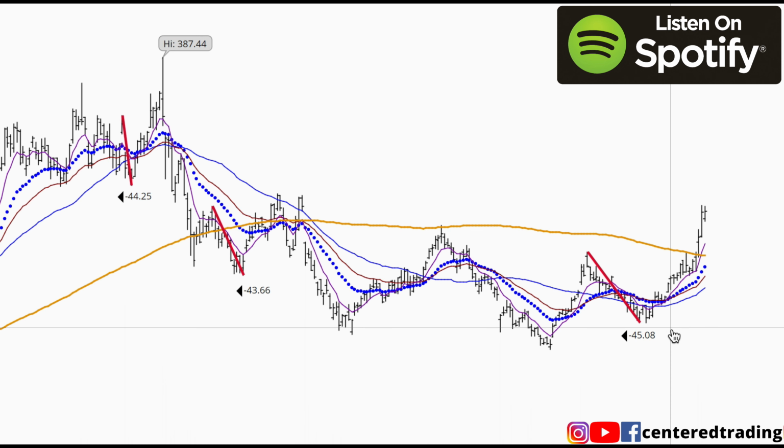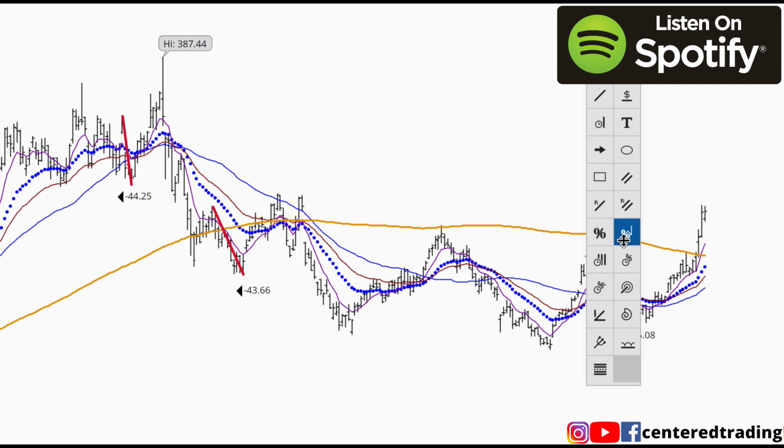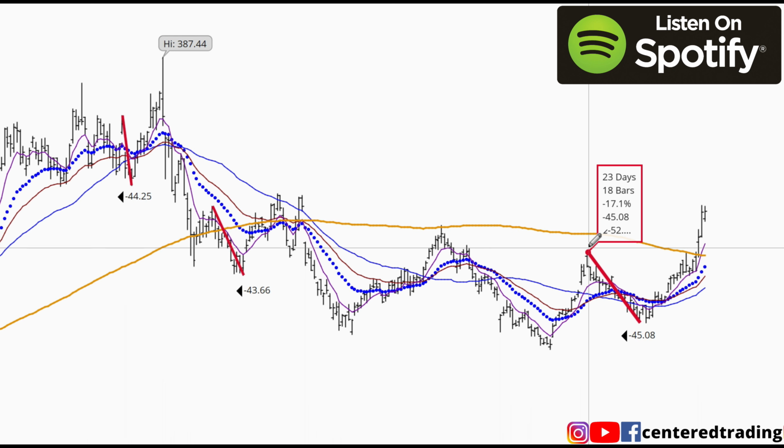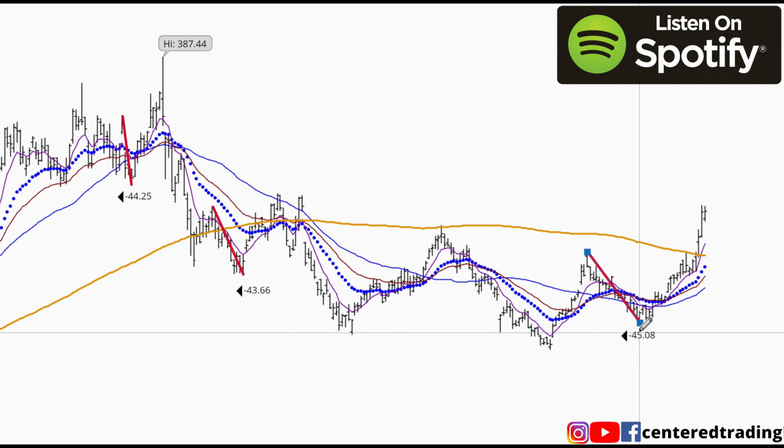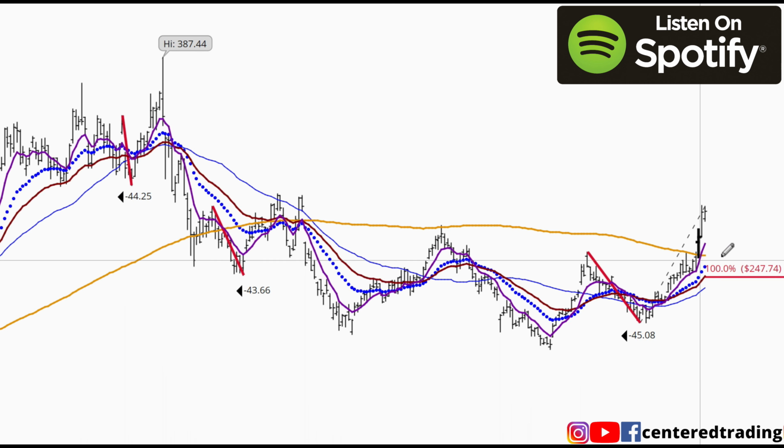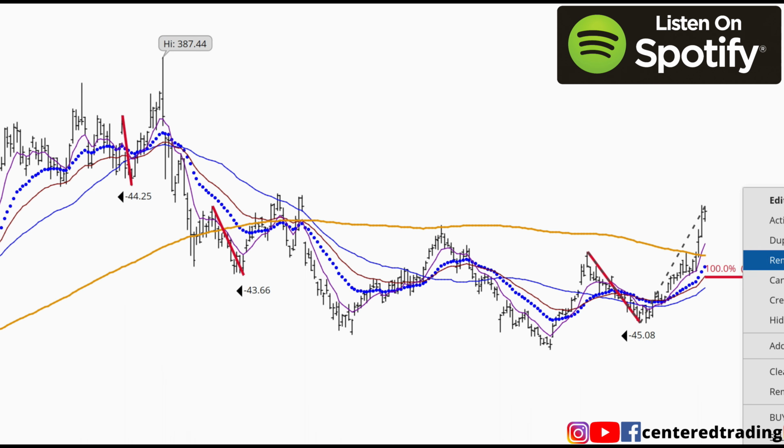Looking at these pullbacks, this pullback right here, $45.08. This pullback, $43.66. This one over here, $44.25. Now, if I use my Fibonacci extensions, start mapping out my symmetry support, clicking from that pivot high, pivot low, pivot high, you can see it's going to land right below that 200 moving average. And that's not what I want.